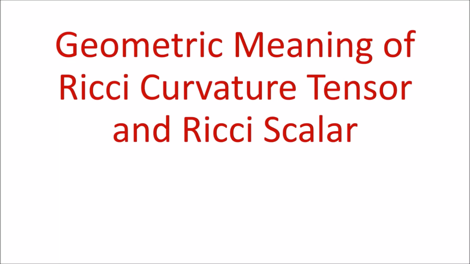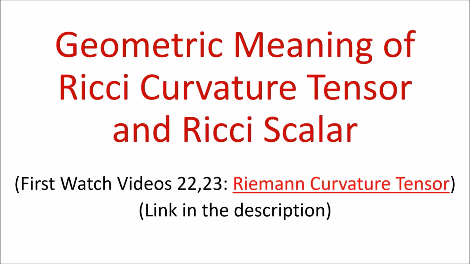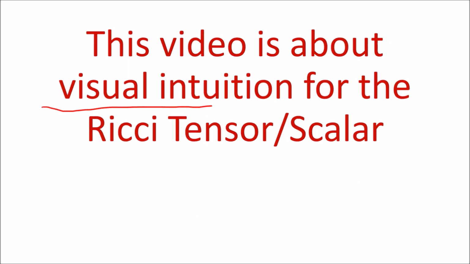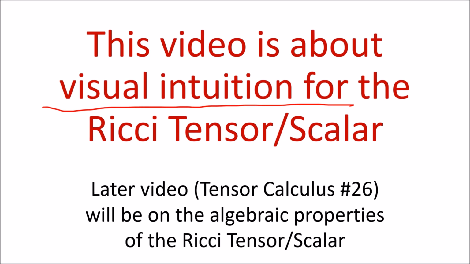In this video, I'm going to talk about the geometrical meaning of the Ricci curvature tensor and the Ricci scalar. Both of these are derived from the Riemann curvature tensor, which I talked about in videos 22 and 23. So check the description for links to those videos if you haven't seen them. This video is about being able to get a visual intuition for what the Ricci tensor means. I'm going to cover the more algebraic mathematical properties of the Ricci tensor in a later video, Tensor Calculus number 26. So you can watch that video as well if you want to learn more.